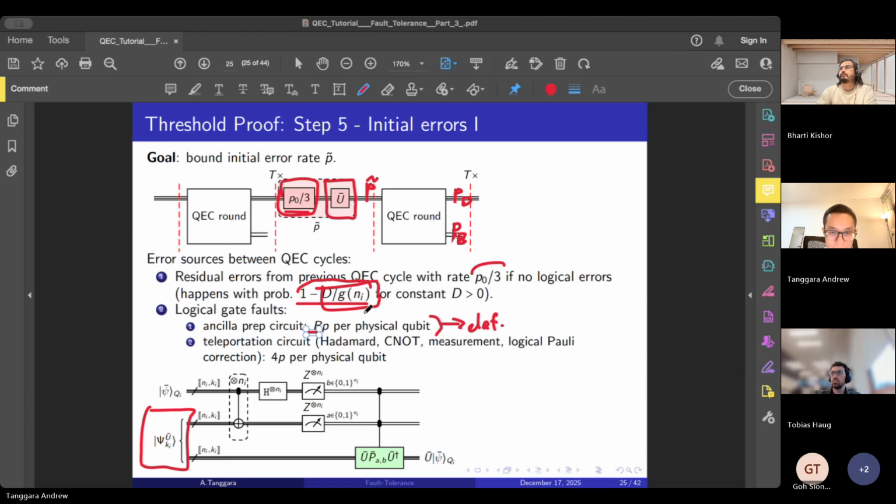For the rest of this teleportation circuit, I'm going to have a Hadamard on each qubit, a CNOT for each qubit, a measurement on each qubit, and a logical Pauli correction as well. So that's going to be an error rate of 4p probability of failure per qubit, right? Because each qubit is involved in four different operations.